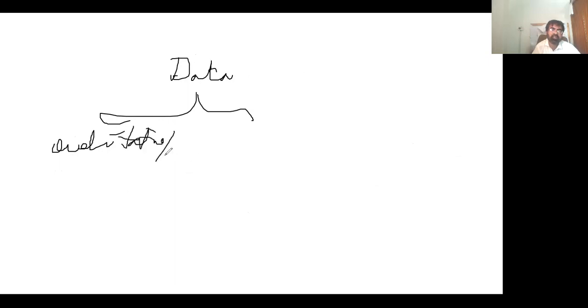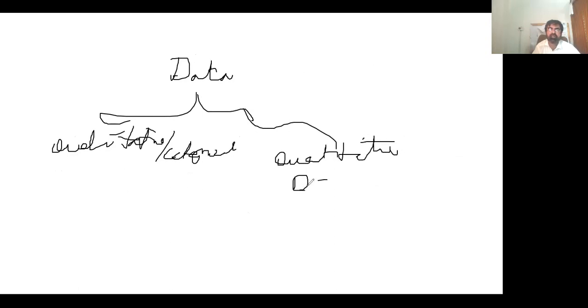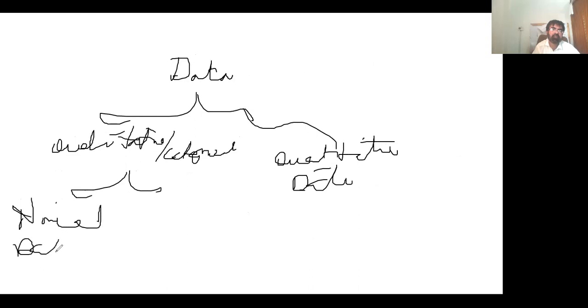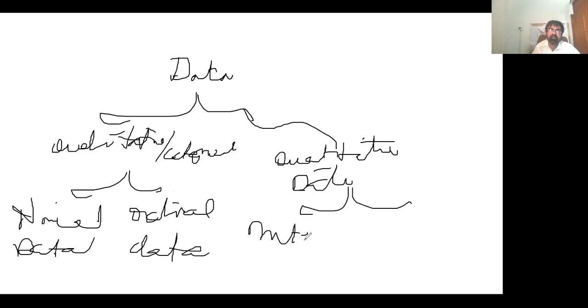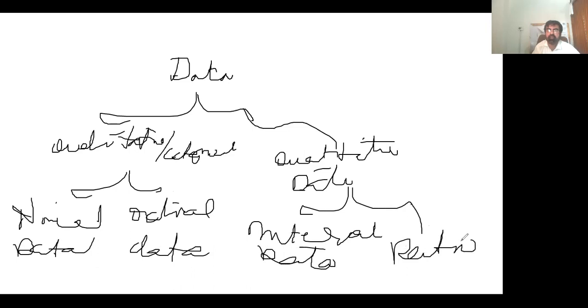So data also has two types. One is qualitative data or categorical data. You can also say it categorical data. And the second one is quantitative data. Categorical is further divided into nominal data or the second type, ordinal data. And in quantitative we have interval data and ratio scale data.